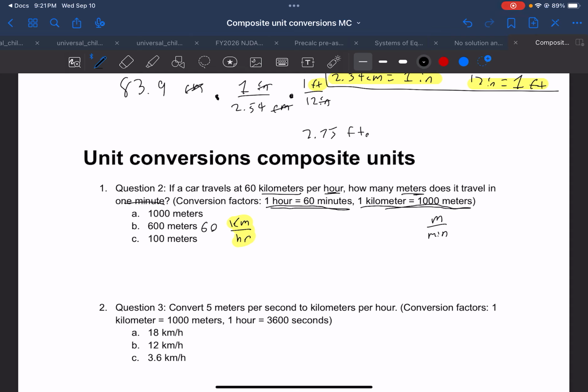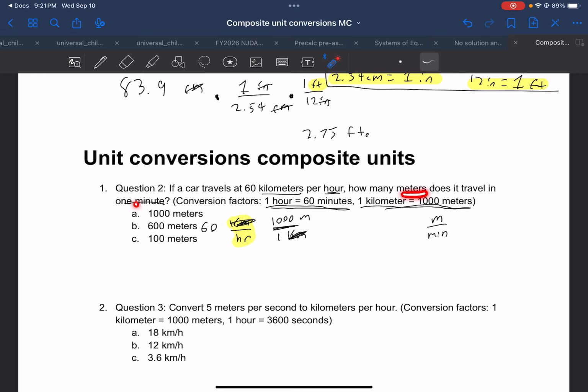Since I want kilometers to cancel out, that means that kilometers, which was on the top, has to go on the bottom. So the way I'm going to write this conversion factor is 1 km equals 1,000 m. Again, the thing that you want to cancel out has to go on the opposite side from where it was originally. Since km used to be on the top of my fraction, now I have to put it on the bottom so that it cancels.